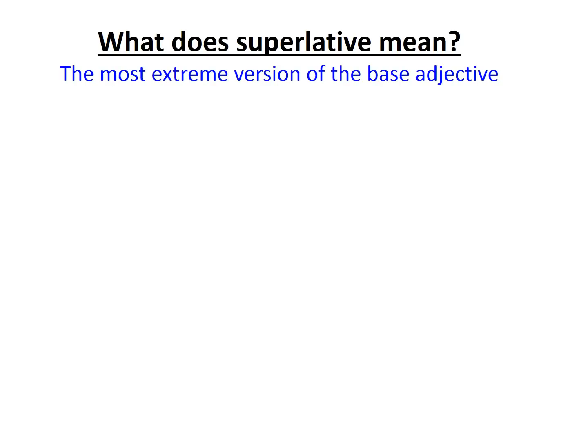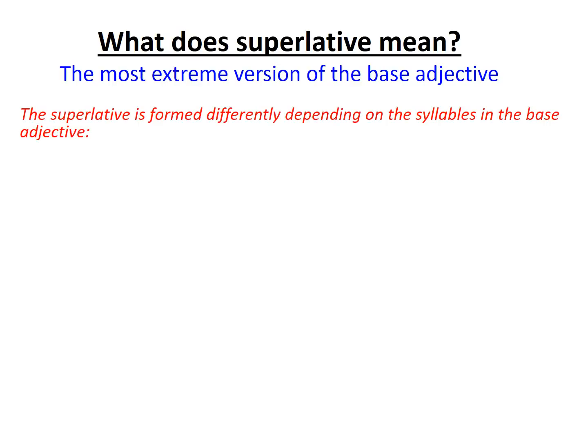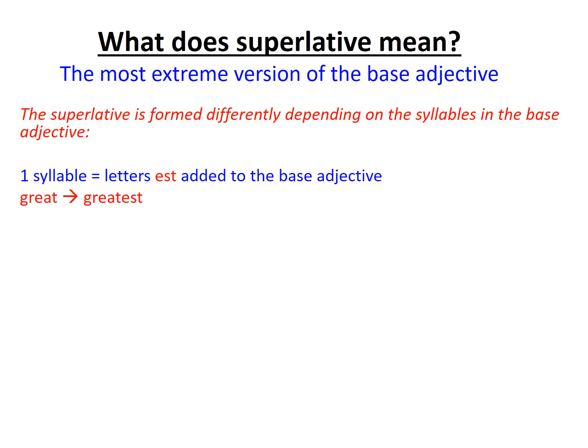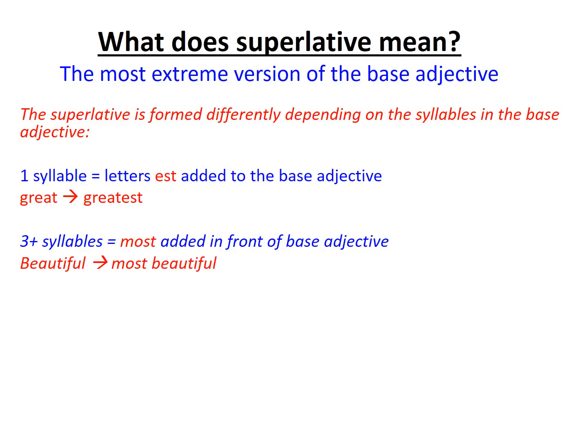So what does a superlative mean then? It's the most extreme version of the base adjective. And it's also formed in the similar fashion based on the number of syllables found in the base adjective. So for words with one syllable, the letters est are added to the base adjective. So great becomes greatest. For base adjectives that have three syllables, the word most is added in front of that base adjective. So beautiful becomes most beautiful. It doesn't become beautifulest. That is not a word.